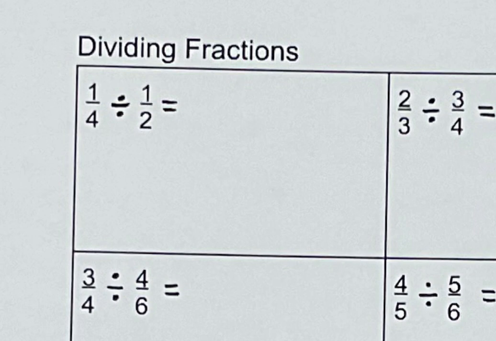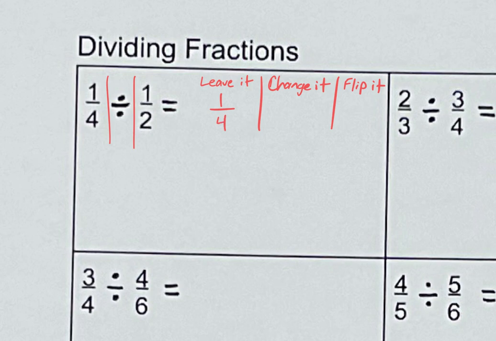This method is called the leave it, change it, flip it method. It divides the equation into 3 different groups. The first group is leave it. The next group would be change it. And then the last group would be flip it. We take each section and put it into its own little category. So the first one would be leave it. We have the 1/4 there, so we leave that the same. Then we have the division sign in the change it section, and 1/2 in the flip it section.